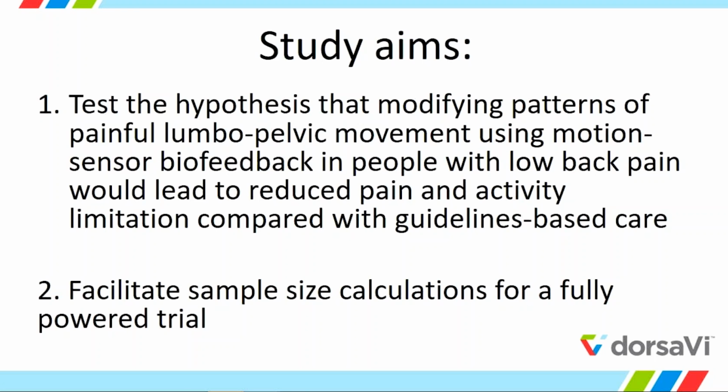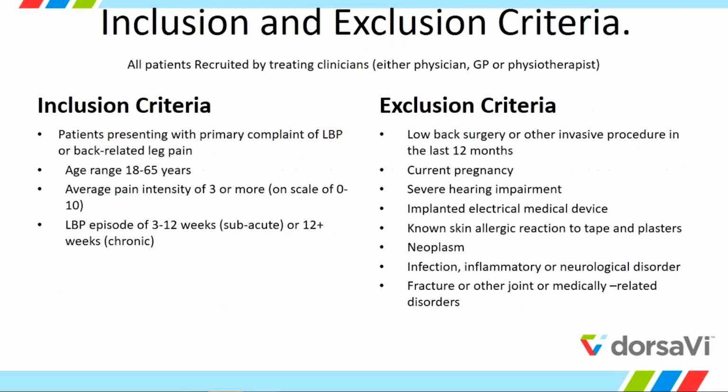Okay, next. So the inclusion criteria, which is pretty standard for any low back study, was that they had a primary complaint of low back pain or back-related leg pain. They were between 18 and 65. They had to have at least a 3 out of 10 on a pain scale, and they were either subacute, 3 to 12 weeks, or chronic, more than 12 weeks. And actually, the vast majority of these people were more than 12 weeks.